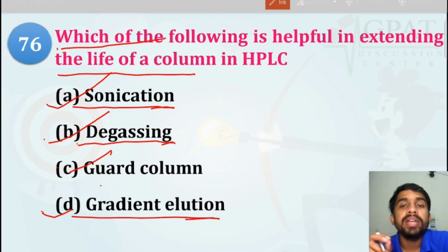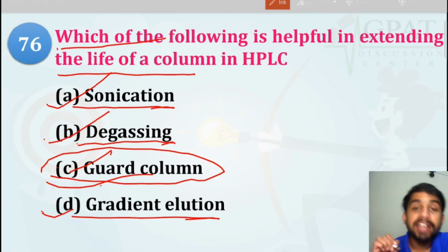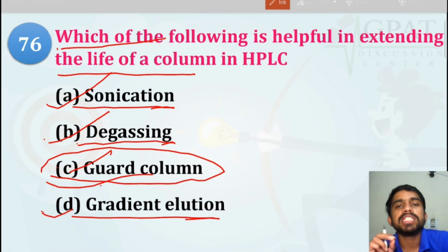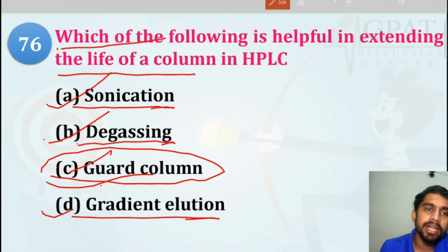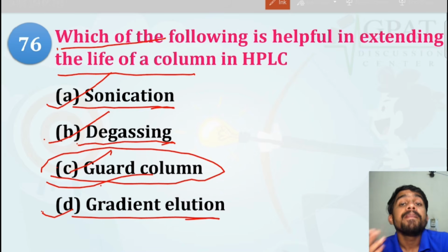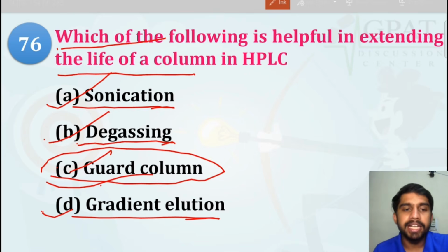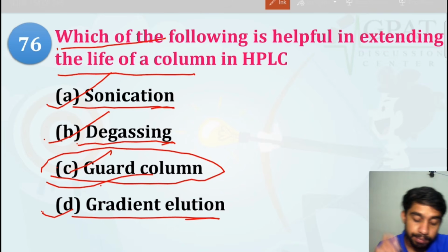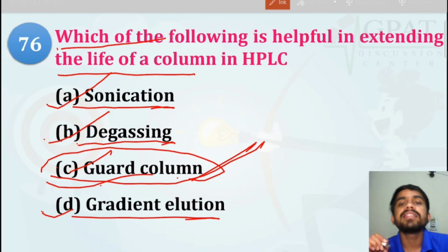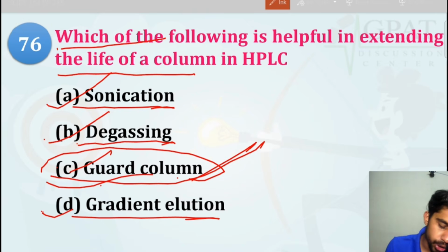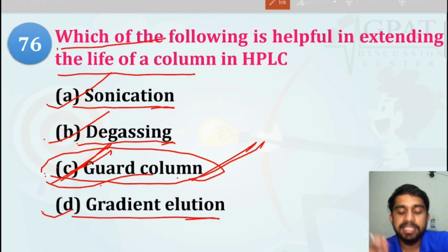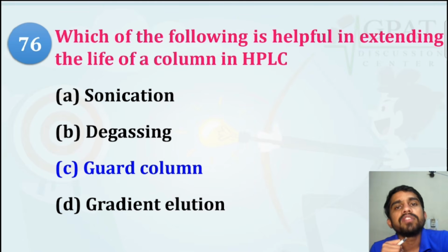So if we have to increase the life of an HPLC column, what we have to do is add an extra guard column. It retains the impurities and prevents them from reaching the main HPLC column, and it also prevents other contaminants from reaching it. That's why it will help in extending the life of your HPLC column. So the correct answer for question number 76 is option C, the guard column.